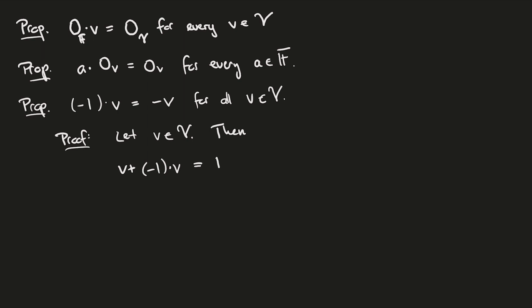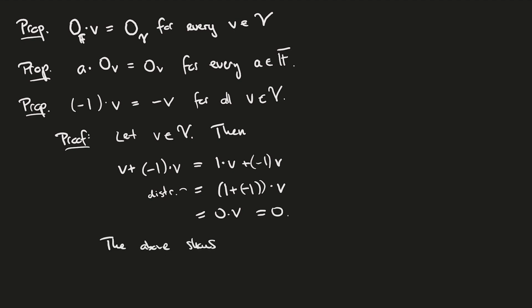We can rewrite the v in this expression as 1 times v by the vector space axioms. We now apply the distributive property in reverse to get that the above expression is equal to 1 plus minus 1 times v. However, since minus 1 is the additive inverse of 1 in our field f, this is just 0 times v. And we saw in the previous proposition that 0 times v is 0 for any vector v. So the above shows that minus 1 times v satisfies the defining property of an additive inverse of v.